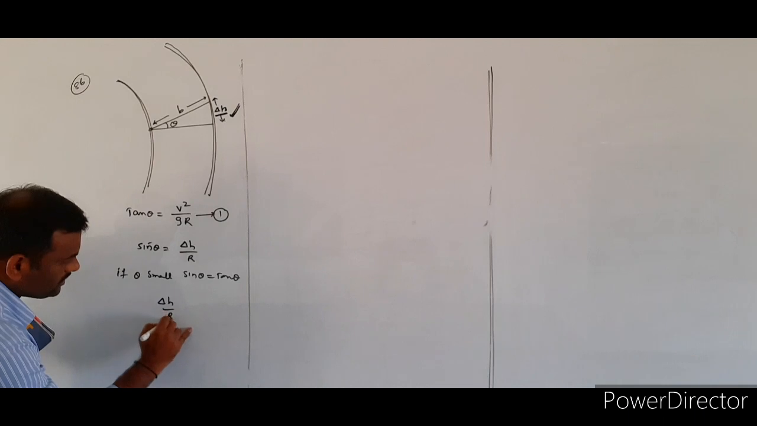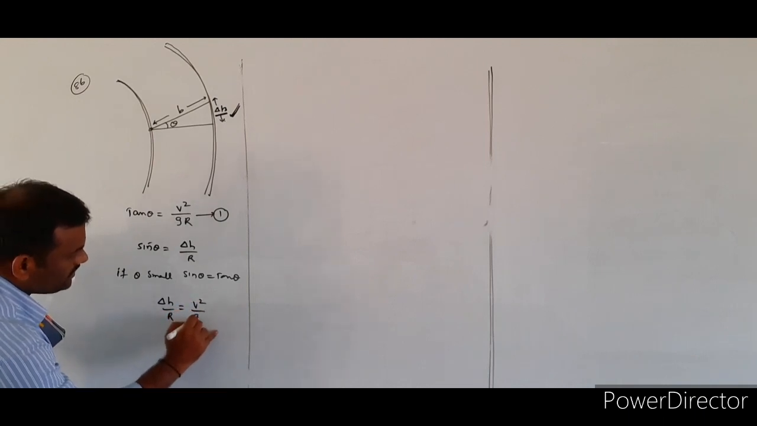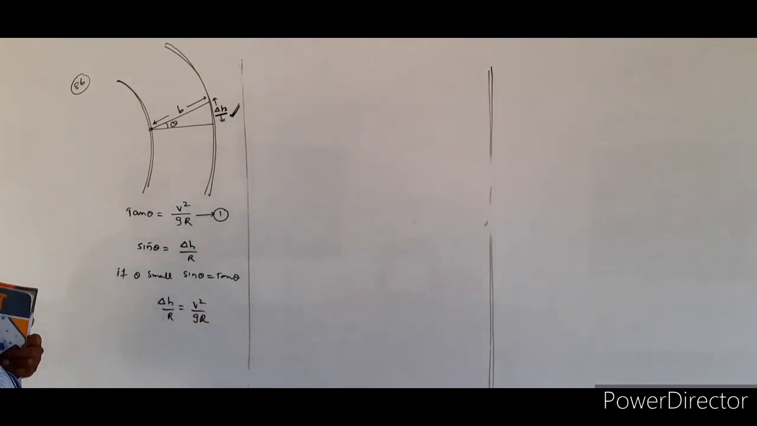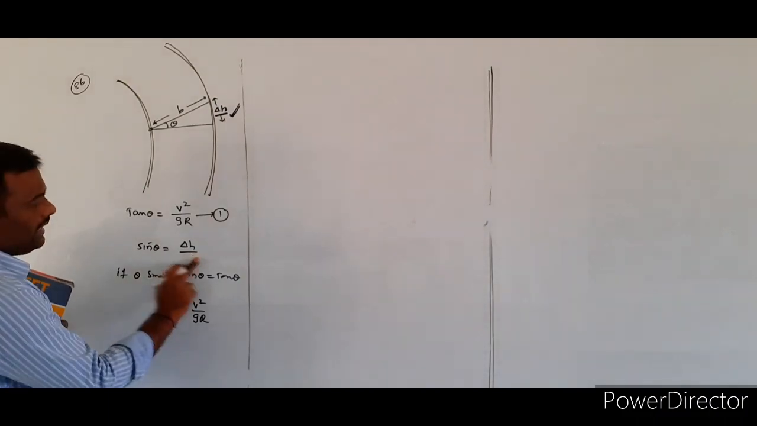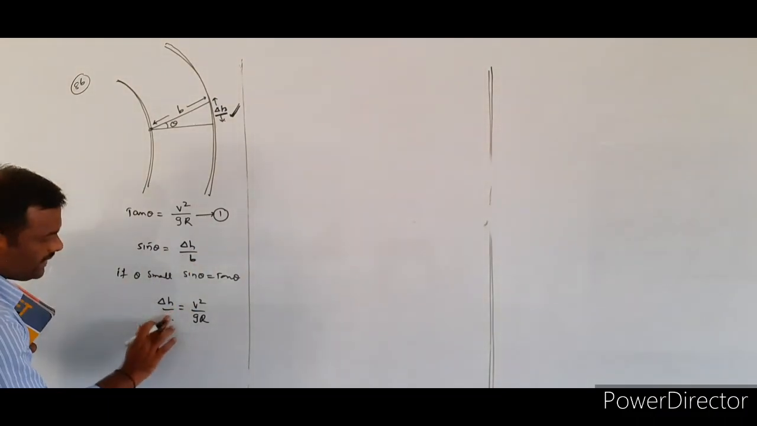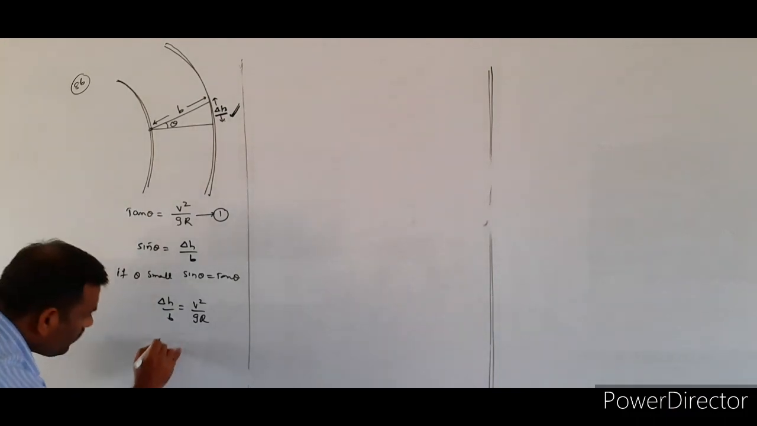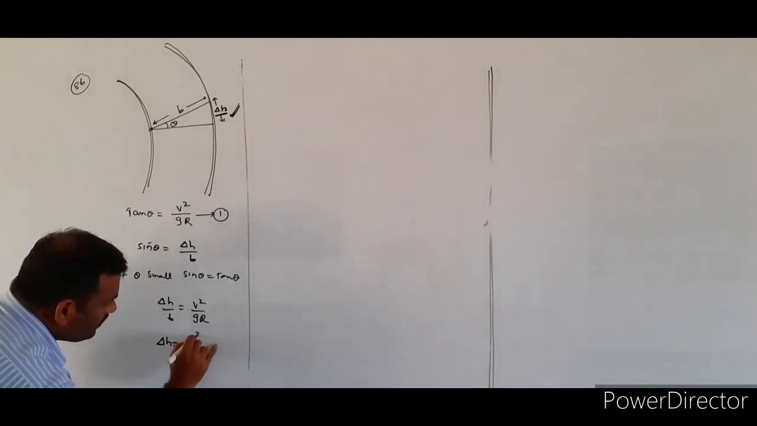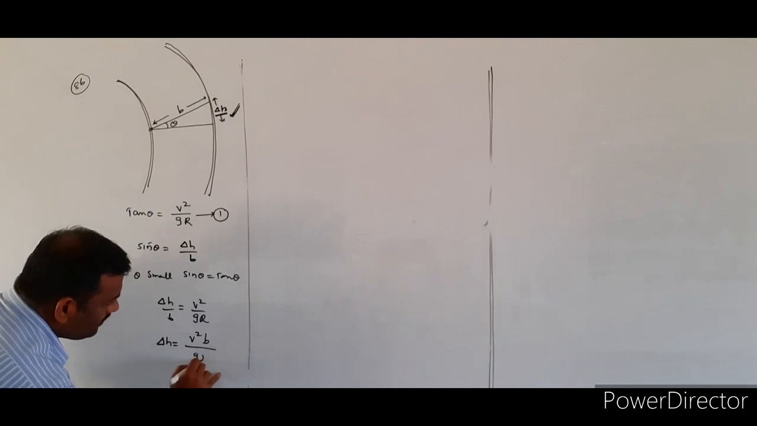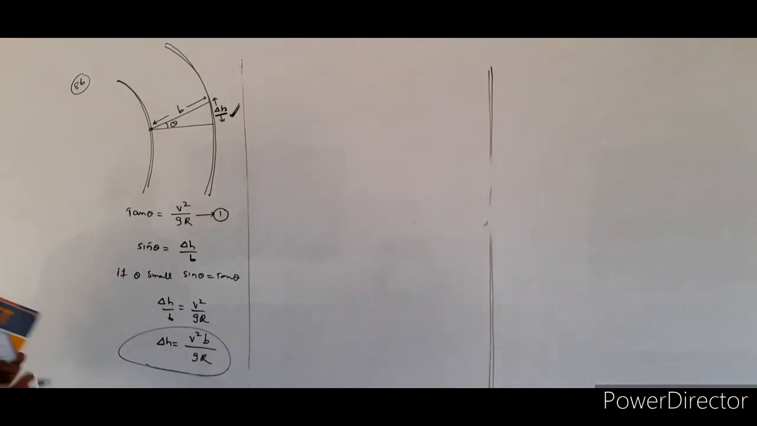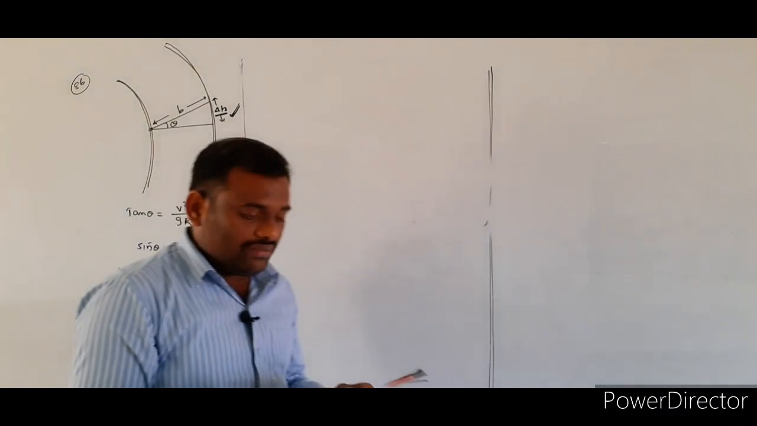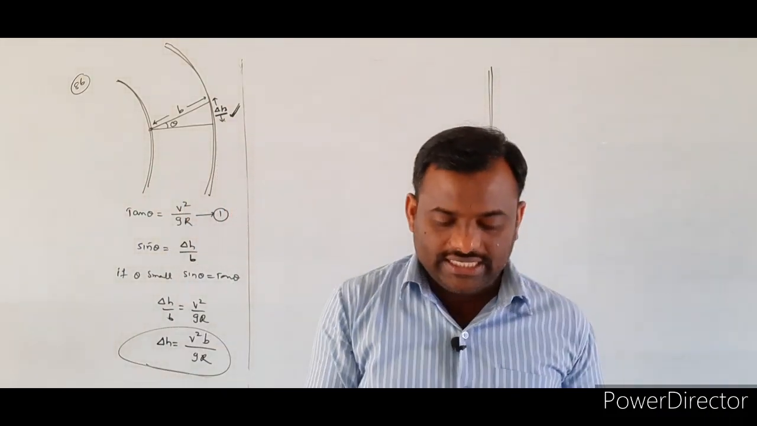Therefore, in the place of tan theta, we will substitute this value. Sin theta is equal to delta h by b. So delta h by b is equal to v square by gr. So what we need? Delta h value is v square b by g into r. So this is the required answer for numerical number 86. First option is the correct.